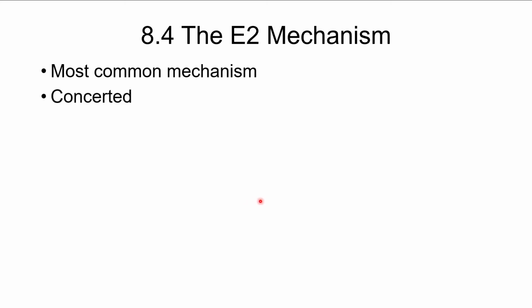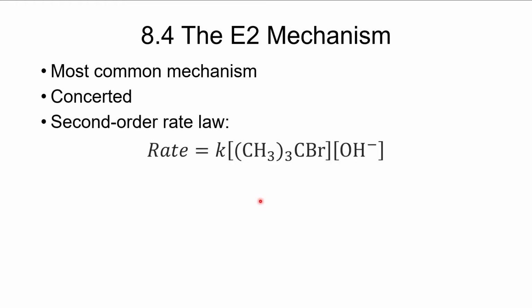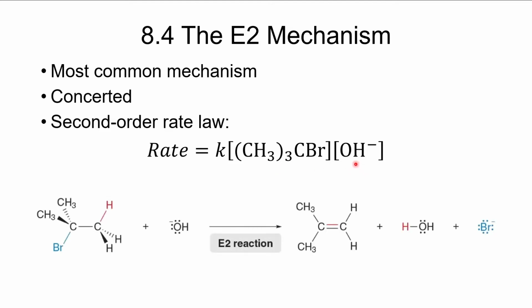In the E2 mechanism, it is the most common mechanism and the most useful for synthetic purposes. It is a concerted mechanism, as I mentioned. It has a second order rate law. So the rate is going to be dependent on both the concentration of the alkyl halide and on the concentration of the base.